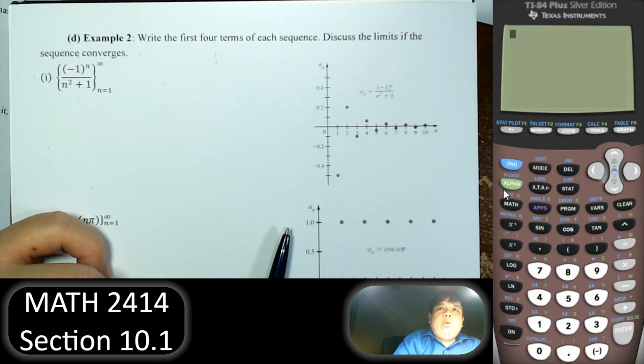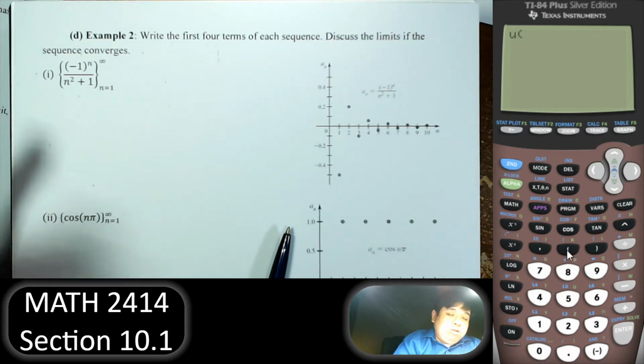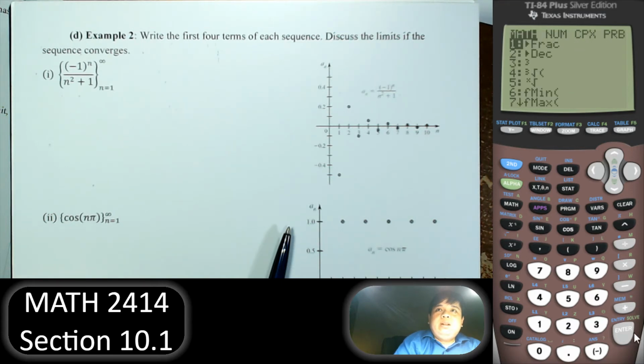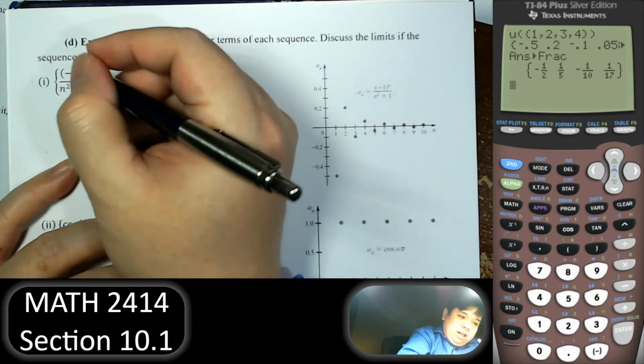Now we will hit alpha trace y1. No, we cannot do that. What was this? That is u, right? So u is second, number 7, and we want the first 4 terms. So curly bracket 1, 2, 3, and 4, close curly bracket and close. We could put this in list 1 and evaluate at list 1 like we did in section 8.8. We have that. How about fraction form? There it goes. So the first 4 terms.